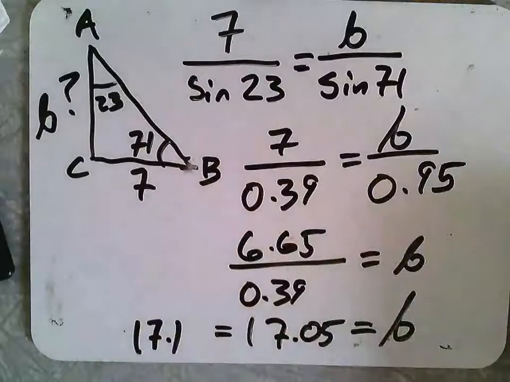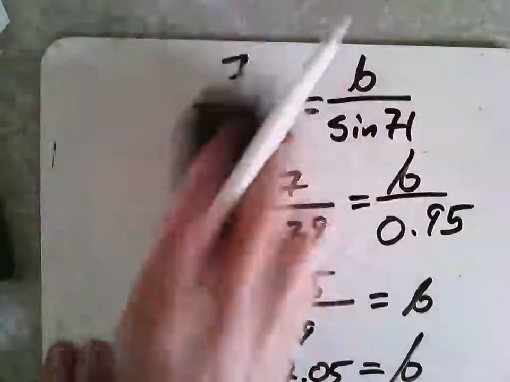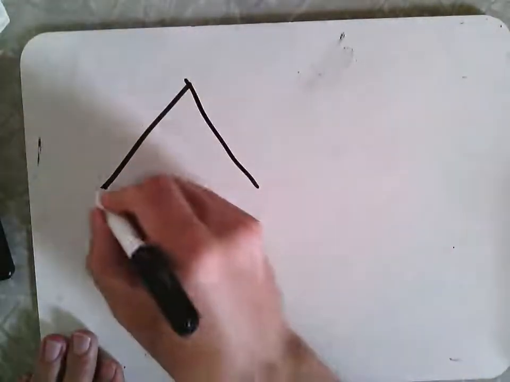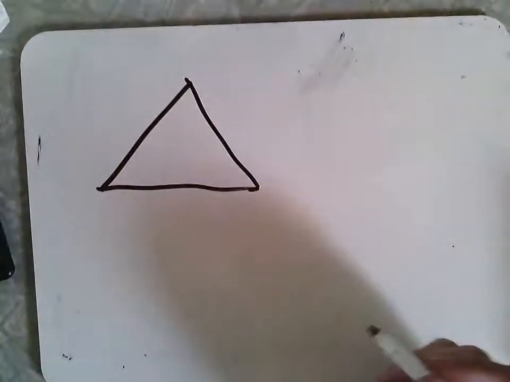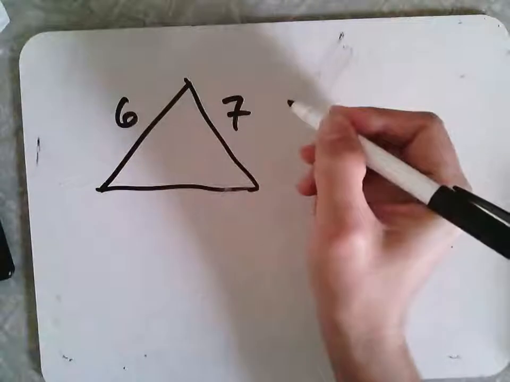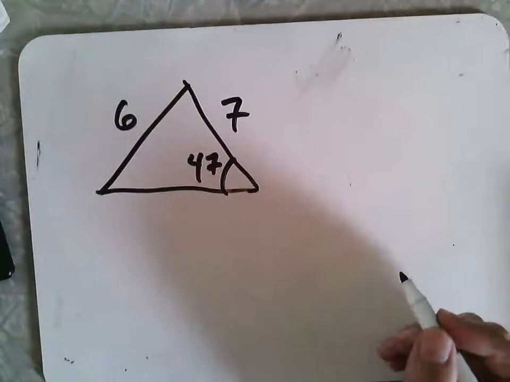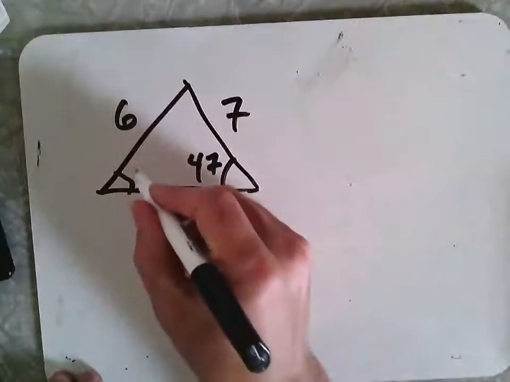All right, let's do one more of the other kind of problem that you'll see in this group of exercises here. Before we were given two angles and a side. This time we're going to be given two sides and an angle. Same idea here. We're given, say, this side is 6, this side is 7, and this angle is 47. And they are asking us to figure out this angle right here.